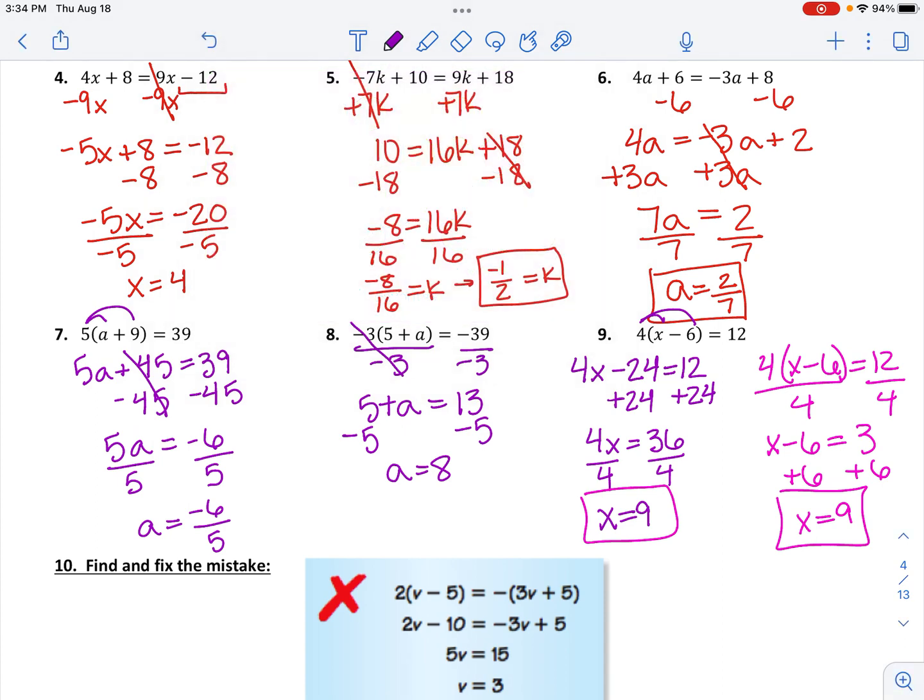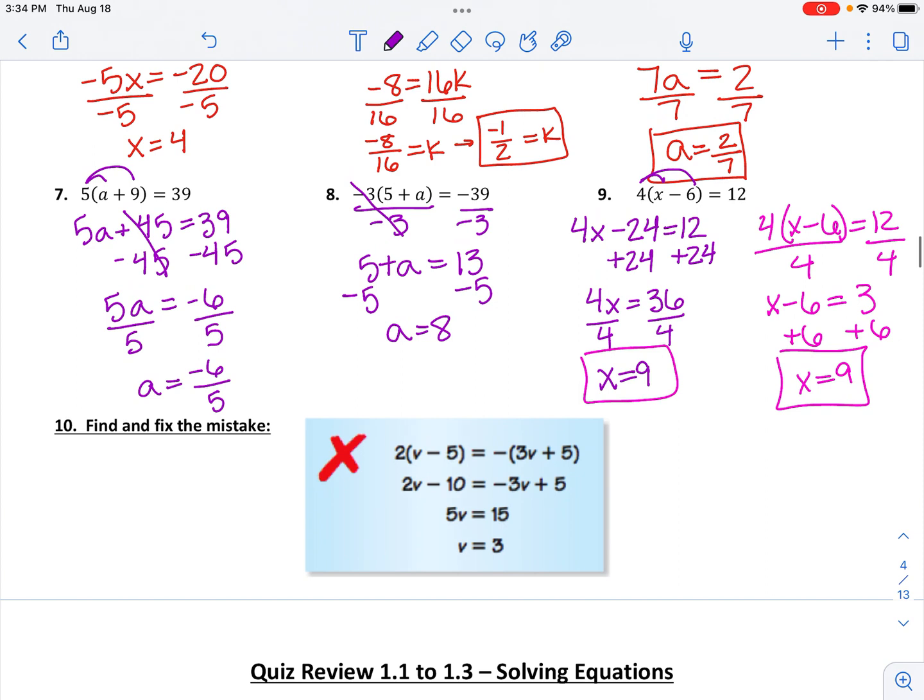Over here, just to talk about it, number 7, 5 did not go evenly into 39. So that wouldn't have been the best option to divide on both sides, because that would have gotten some decimals, some fractions that would not have worked out as nicely.